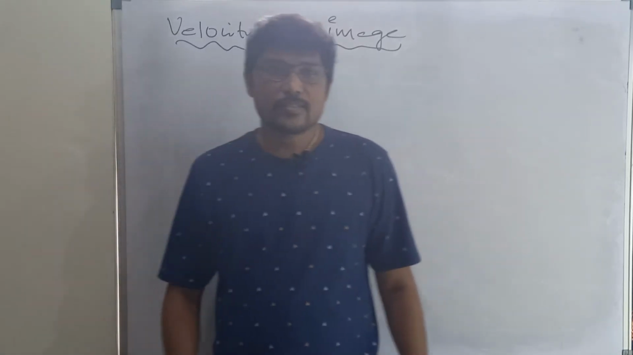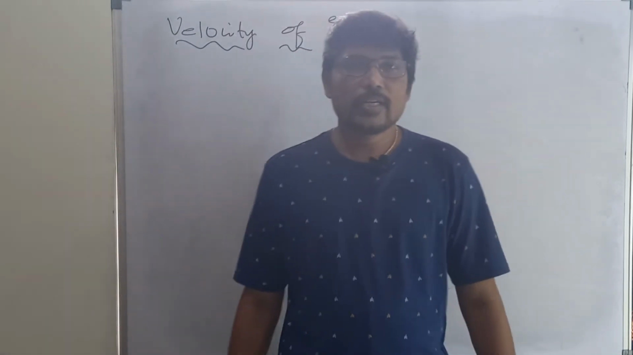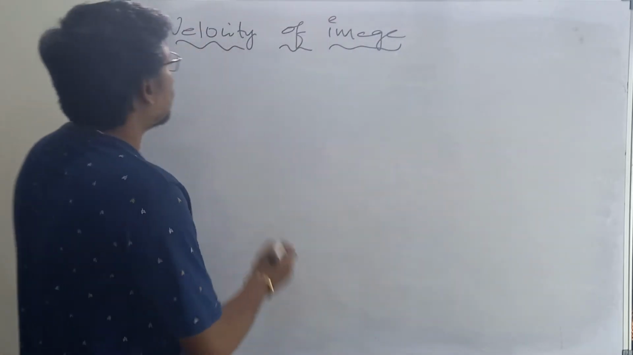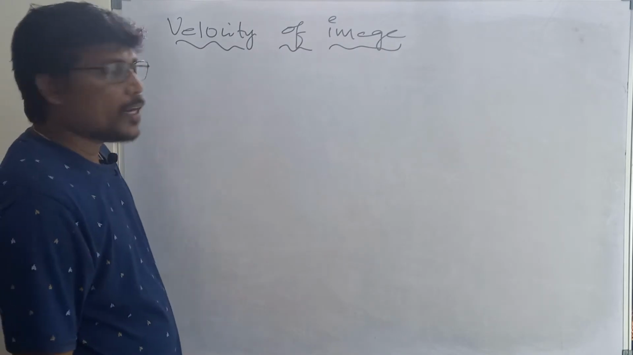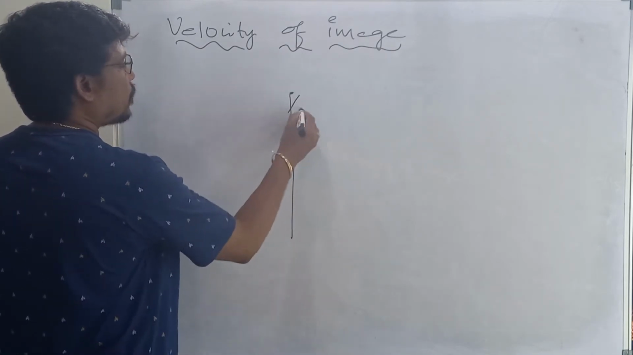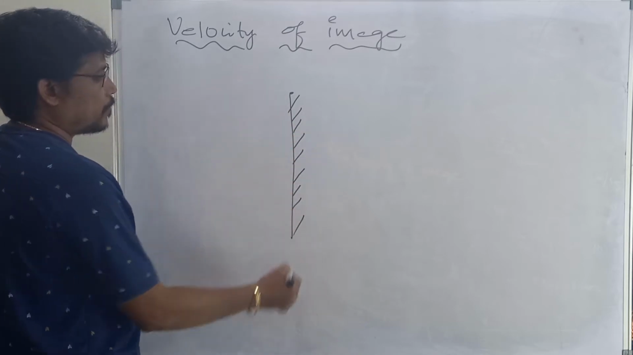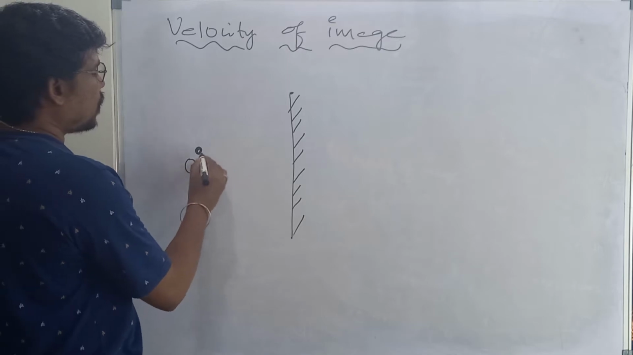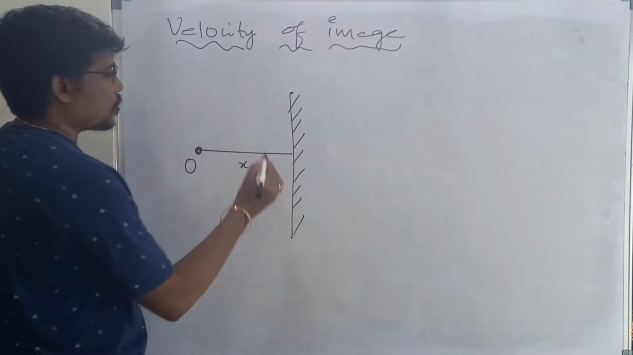Hello students, in this video lecture we are going to discuss the velocity of the image in a plane mirror. So, velocity of the image in a plane mirror, right? Suppose we consider a plane mirror. This is a plane mirror. Now an object O is placed at a distance x.